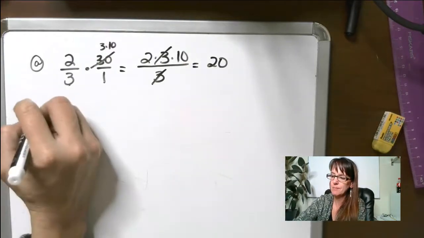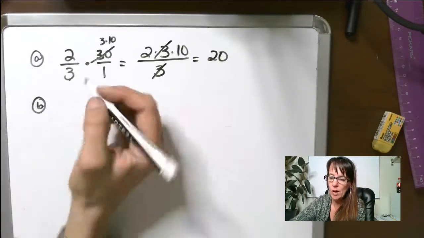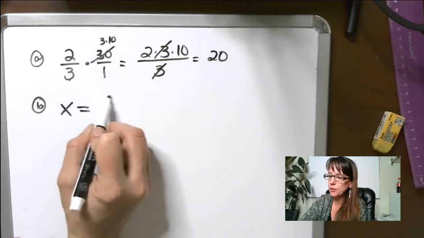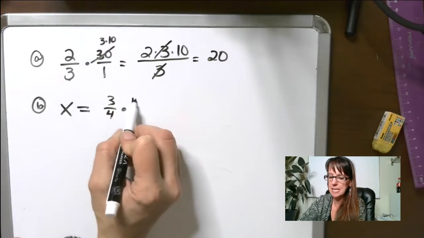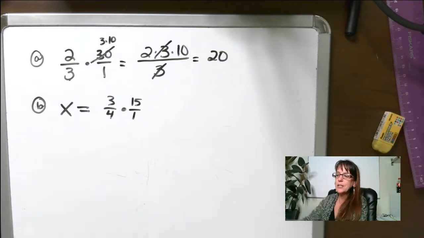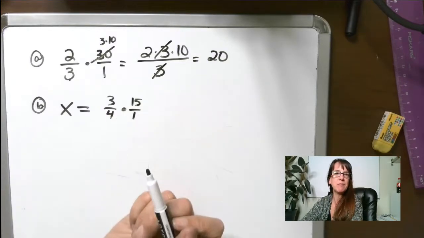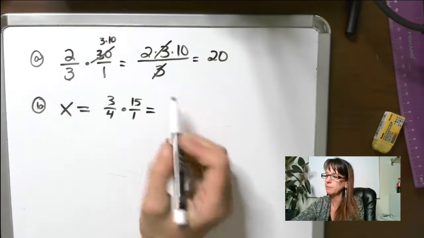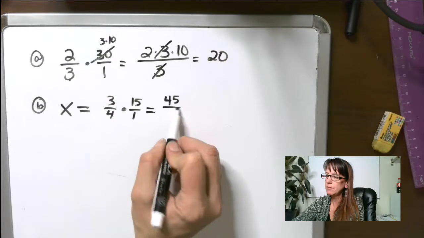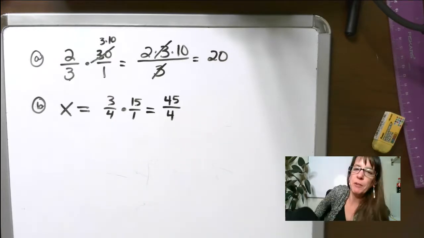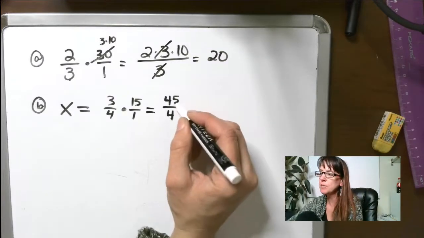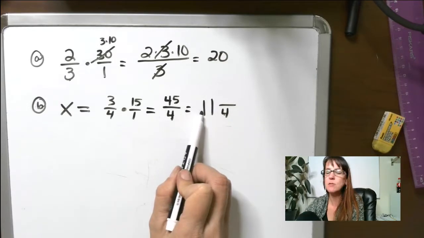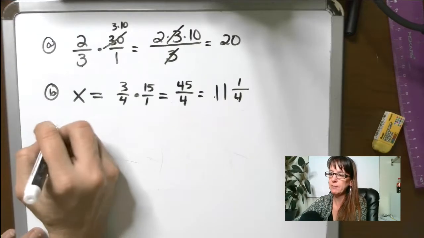All right, for B, what number is, what means x, is 3/4 of 15. All right, so 15 is 3 times 5, right? There's no 3 or 5 on the bottom, so I can't cancel that out. So I'm just going to go straight across the top, straight across the bottom. 15 times 3 is 45 over 4. Now that's an improper fraction. We can turn it into a mixed number. 4 goes into here at least 11 times. 4 times 11 is 44, plus 1 more gives us 45.